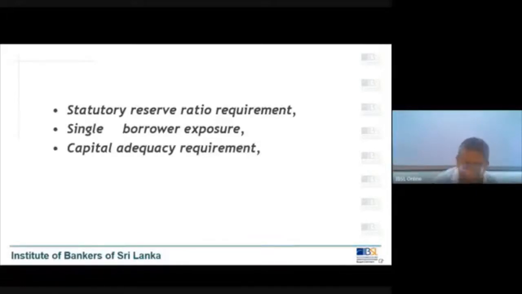The banks who are not categorized as domestically significantly important banks need to maintain 12.5%. How much? 12.5%. The banks categorized as domestically significantly important banks have two types of categories under that.